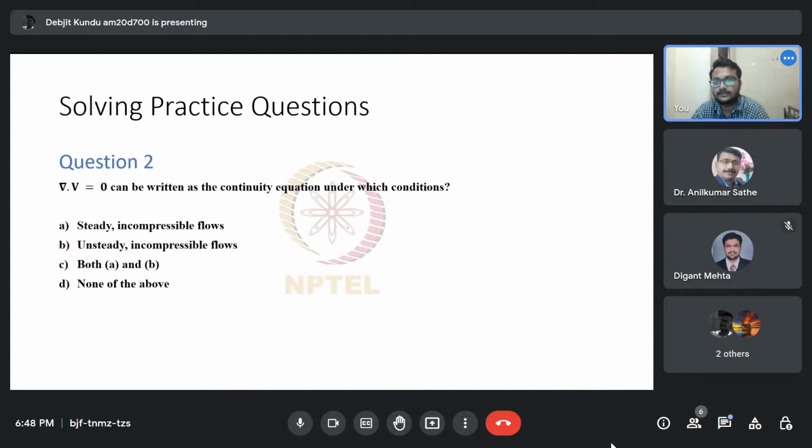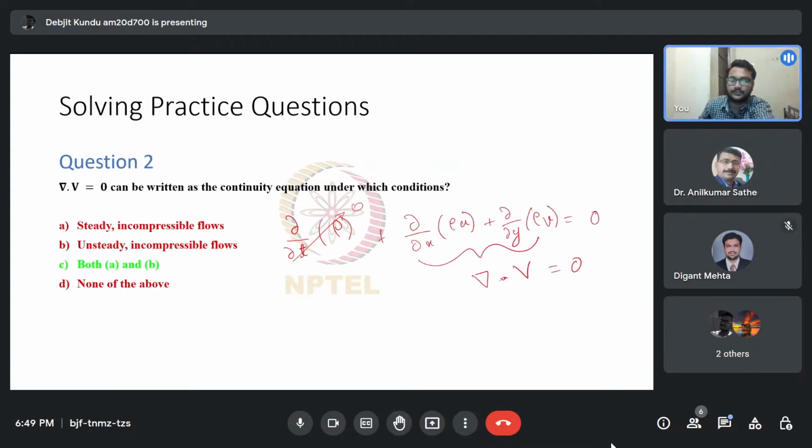the del dot V, the divergence of V, can be written as the continuity equation under which conditions? Option A, steady incompressible flows, unsteady incompressible flows, both A and B, or none of the above. Only A? No, sorry, you are incorrect over here. It would be option C, both A and B.